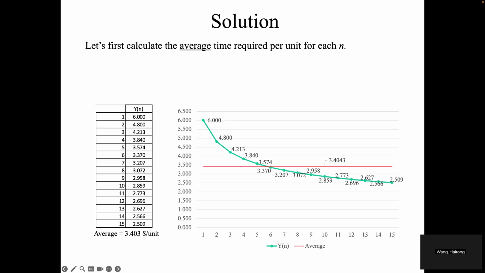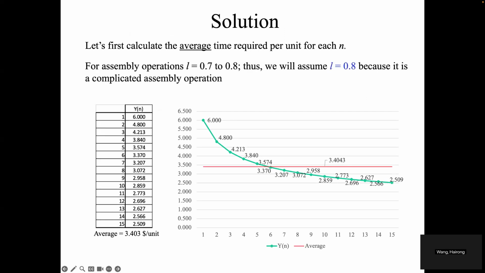And here is an example. For the assembly operations, just like we mentioned, we will set the learning rate to 0.7 to 0.8. So here we will assume the learning rate equals 0.8 because it is a quite complicated assembly operation. Then here's the curve, and the red line is the average working rate, so the average time required for each unit.